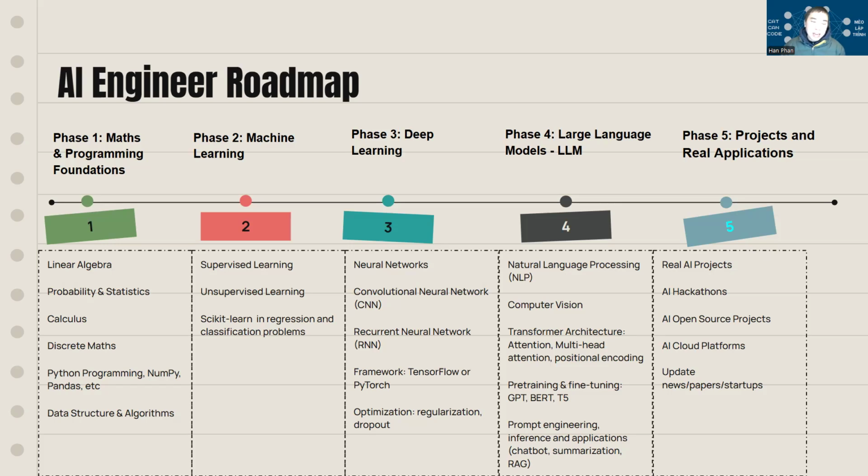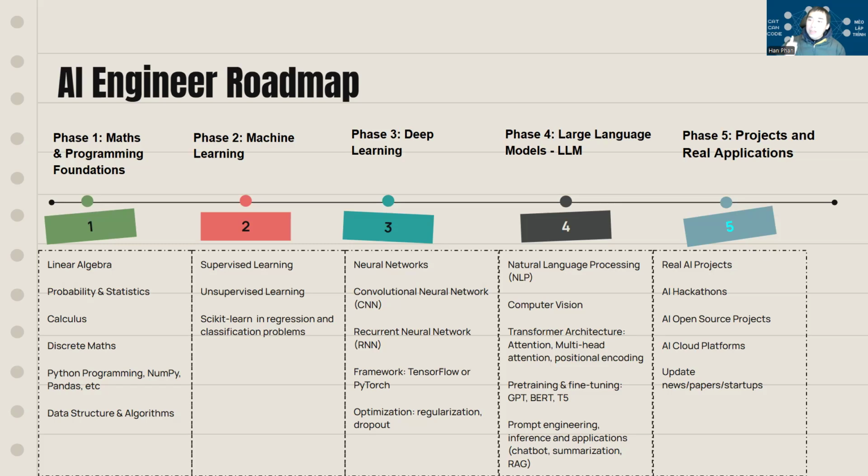In phase 2, it's machine learning. You're going to start learning different machine learning algorithms in supervised learning, unsupervised learning. You're going to look at some of the popular machine learning libraries in Python like scikit-learn for regression and classification problems.